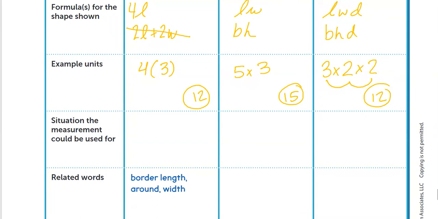Situation this measurement could be used for. Well, I'm going to let you come up with that one. Why would you need to know the perimeter of something? I want to be sure we're emphasizing the perimeter and area are different, so the outside is all 3s. Okay. Situation the measurement can be used for. Why would you need to know the perimeter of something? Why would you need to know the area of something? Why would you need to know the volume of something? I want you to pause and think of some examples. Ready? Pause.